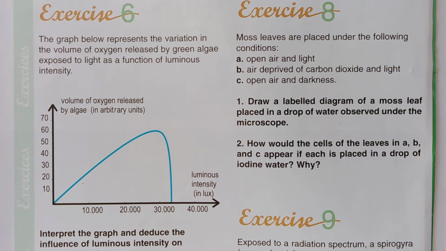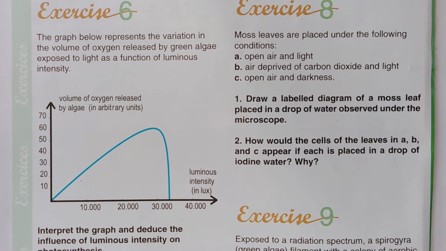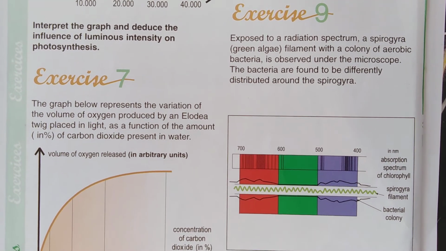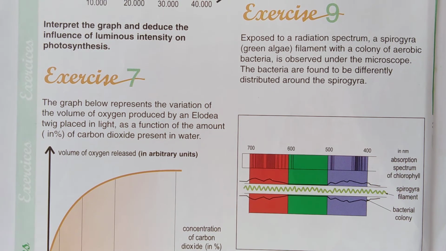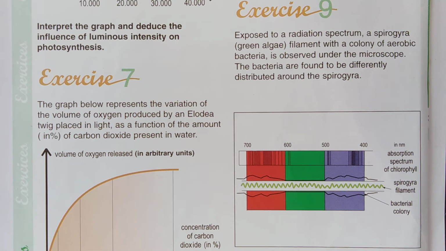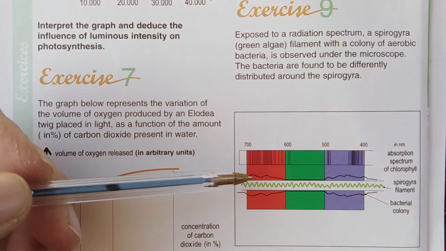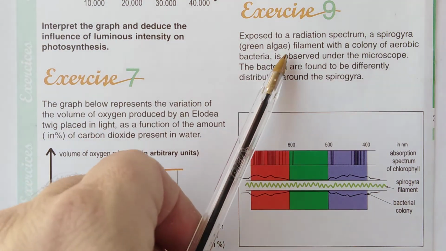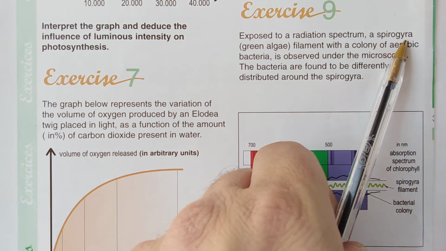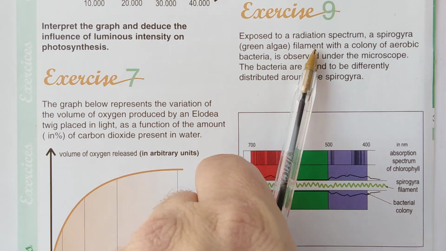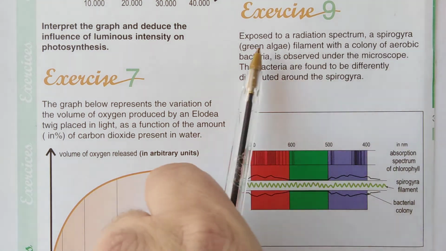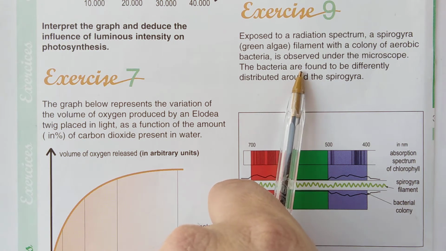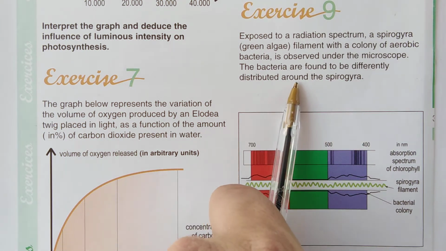On the other hand, exercise 9 in the same page 31 presents another idea concerning the color of the ray of light. In this exercise they exposed to a radiation spectrum a spirogyra, which is a green algae filaments with a colony of aerobic bacteria. As observed under the microscope, the bacteria are found to be differently distributed around the spirogyra.